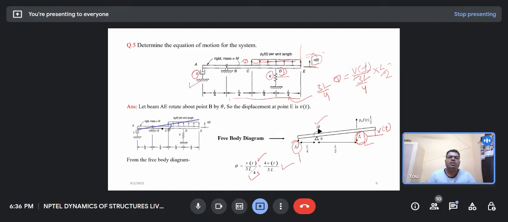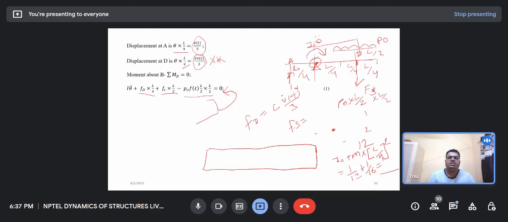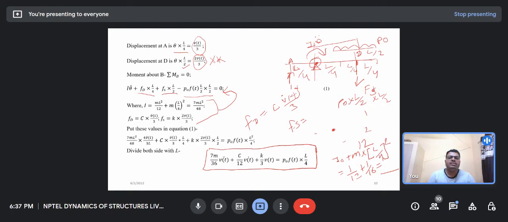So here in this question you were asked to generate the equation of motion, so we developed the equation of motion in terms of Vt. Sometimes questions ask you to develop the equation in terms of theta. Then you have to replace Vt with theta using the relation between theta and Vt. Any parameter can be asked. These different types of questions have been asked in the week one assignment.